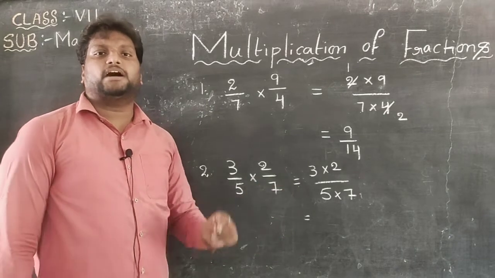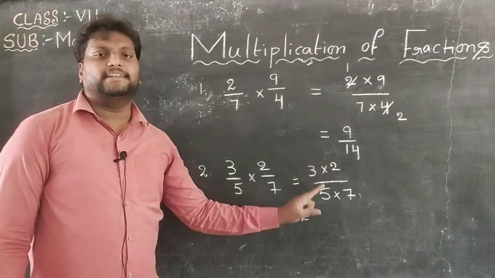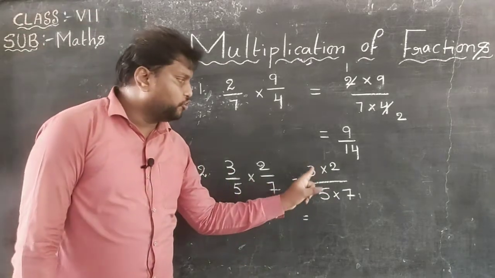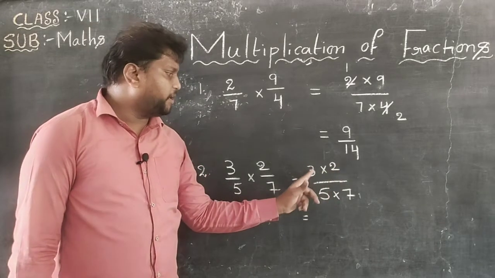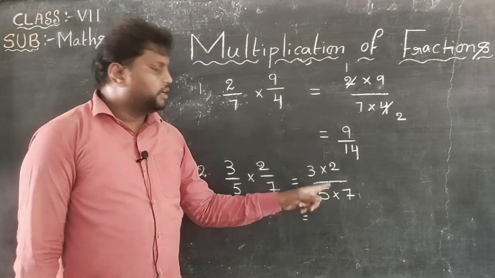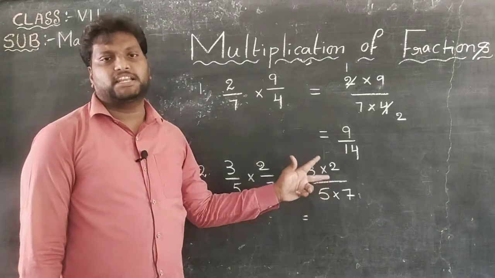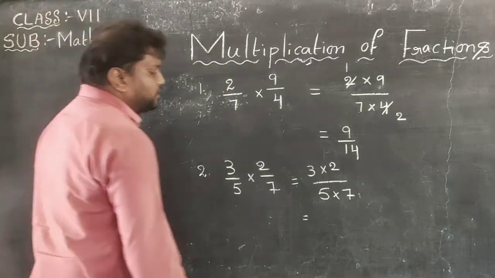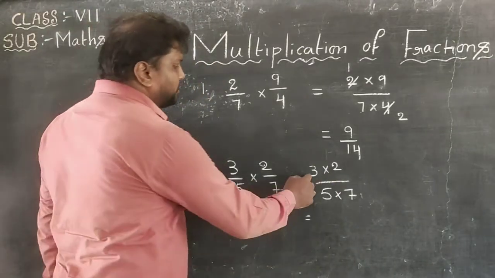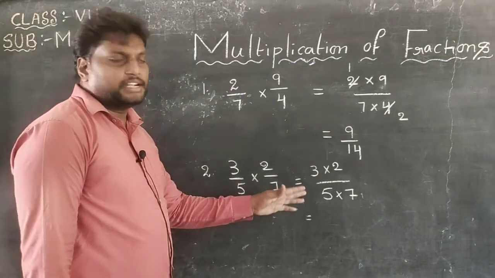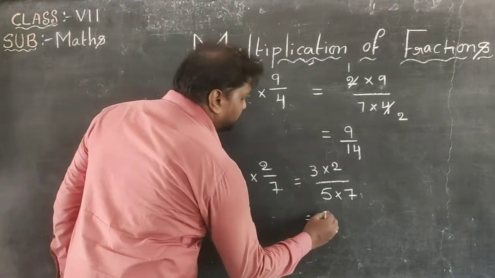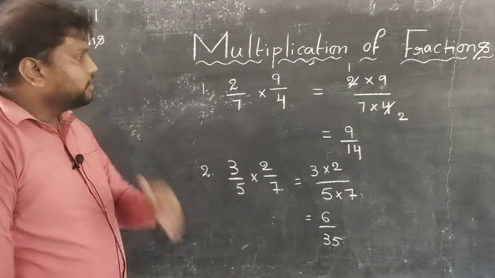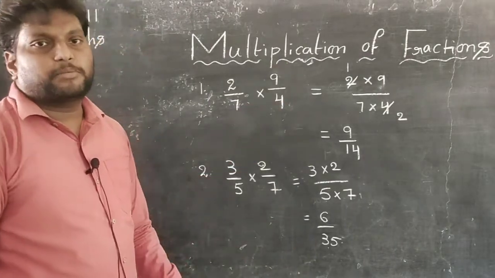Cancellation is always possible between numerator and denominator. Don't do the cancellation between numerator and numerator itself; cancellation in the numerator is wrong. Cancellation is possible between numerator and denominator, and opposite. Here there is no cancellation, because 3 and 2, 5 and 7 are all different. So we should just multiply. 3 twos are 6, 5 sevens are 35. This is the product, or multiplication, of the two fractions.